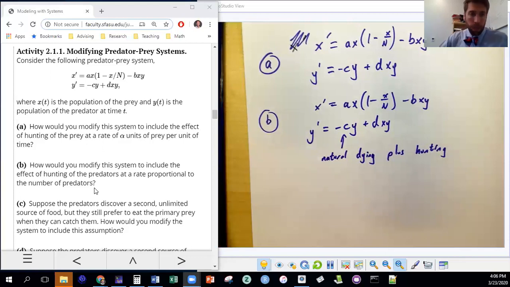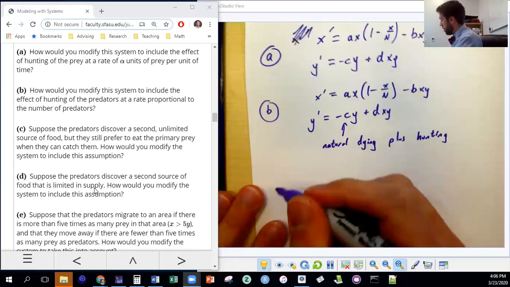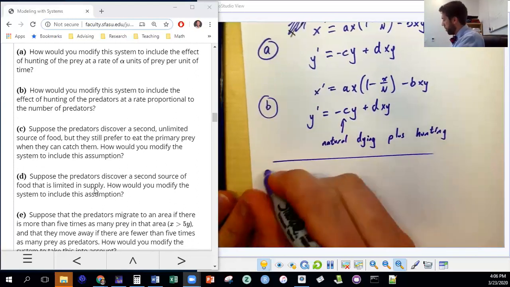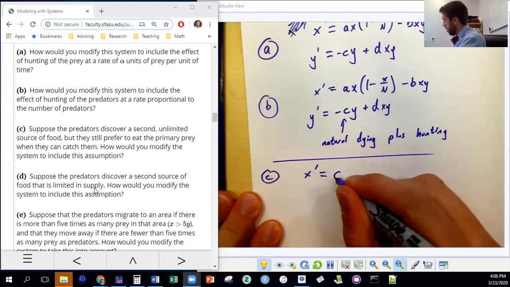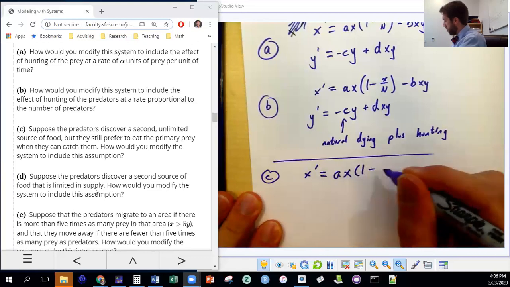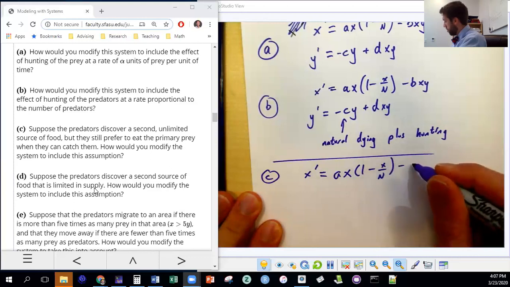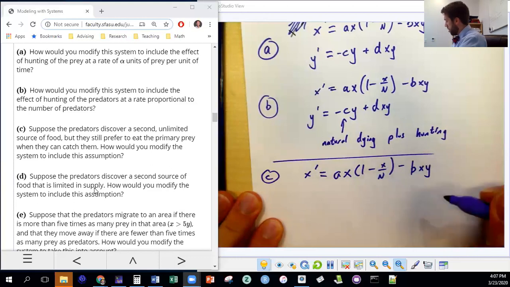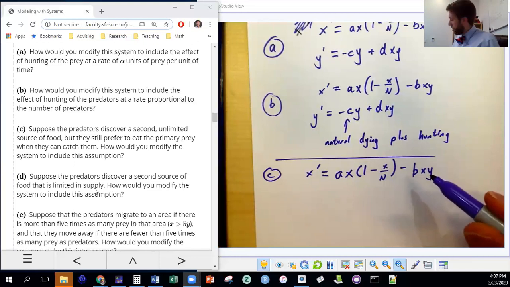Now for part C, suppose the predators discover a second, unlimited source of food, but they still prefer to eat the primary prey when they can catch them. How would you modify the system to include this assumption? Okay, well, that's pretty weird, unlimited food, but here we go. So the prey is still doing this. So there's still going to be some sort of eating of the prey based on their interactions.